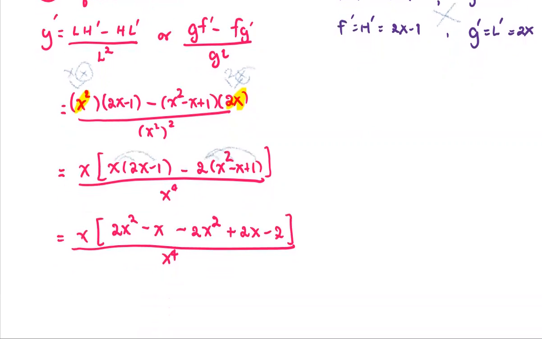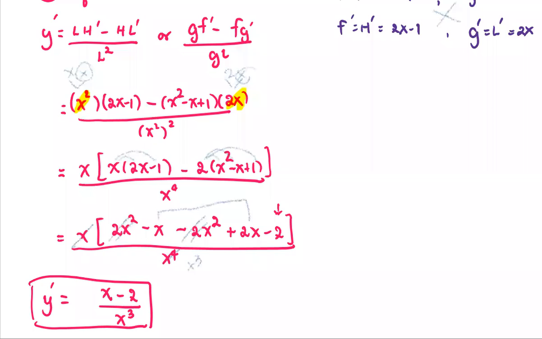As you see, why we're working on this, the x and x to the fourth can be reduced to be x to the third. And then for the terms inside the bracket, we have 2x squared minus 2x squared. These two can be cancelled. And negative x plus 2x becomes positive x. So we have positive x and also the constant term. So we have x minus 2 divided by x to the third as the derivative of y, or y prime, by applying the quotient rule.